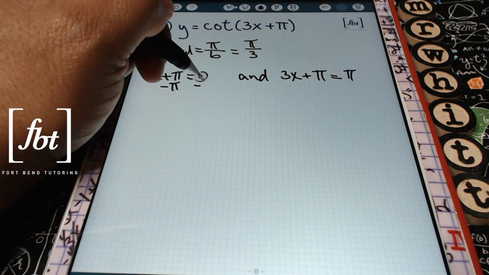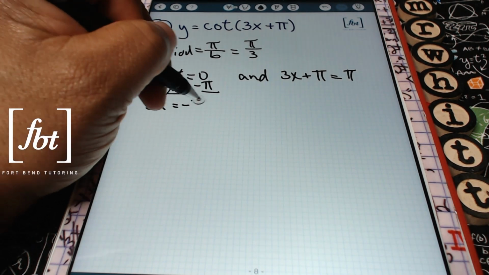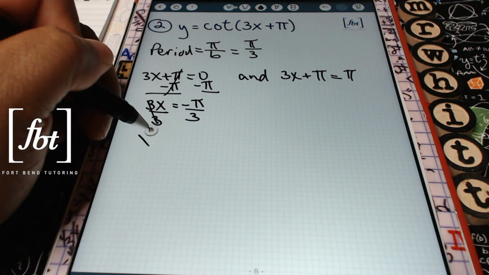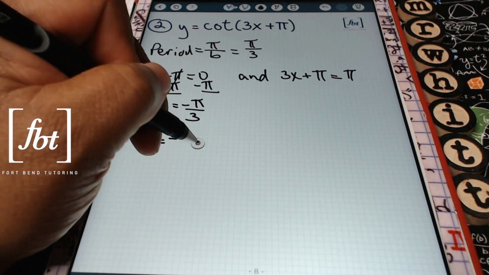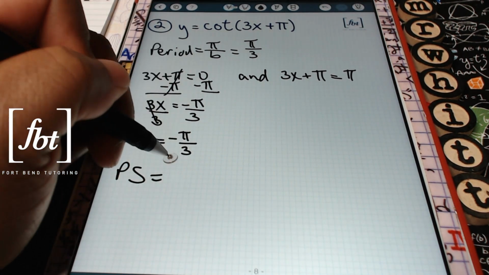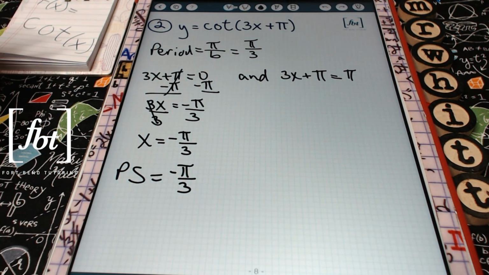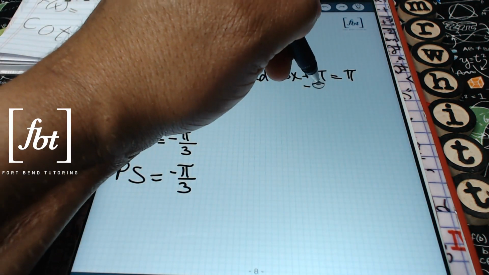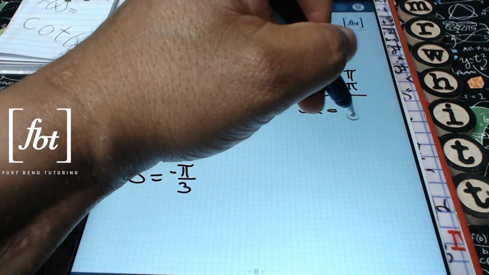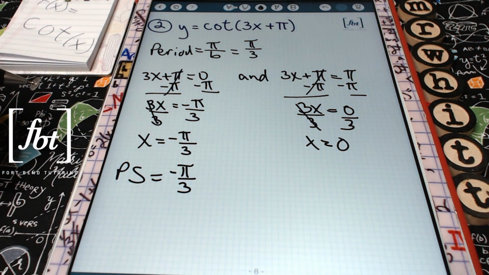And the benefit of solving this first equation for x is that the value that you end up with is going to double as the phase shift. So here our vertical asymptote equation is x equals negative pi over 3, but your phase shift, the horizontal shift here, is also negative pi over 3. Okay, so you get a 2-for-1 special there. Now for the second vertical asymptote equation, you're going to subtract pi from both sides, just like so. So I have 3x equals 0, and then dividing both sides by 3, you'll have x equals 0. So that's your second vertical asymptote.